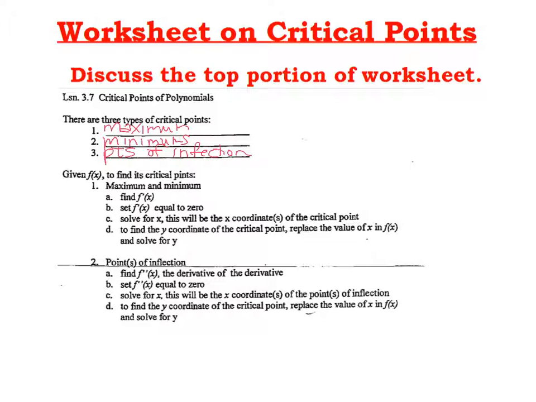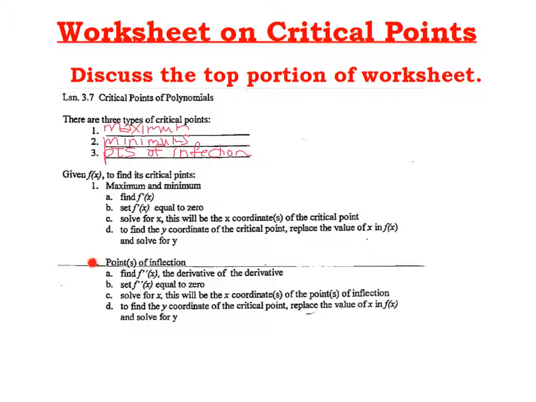If I'm looking for the max or min, I'm going to find the derivative. I'm going to set that derivative equal to 0. Solve it for x. On our example, I had to factor to solve it. I ended up with 2. You might have only 1. You might have several. It just varies on your function. To find the y coordinate of those min and max critical points, you're going to replace that x back into the original function to find the y.